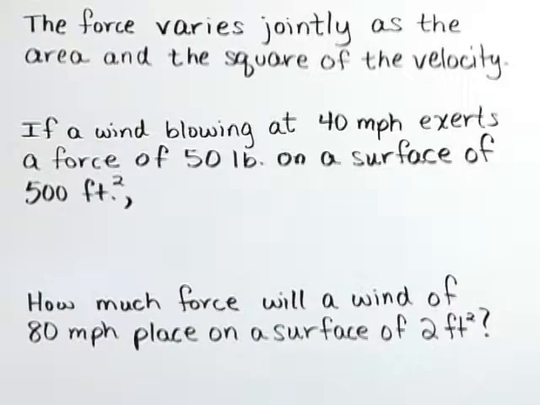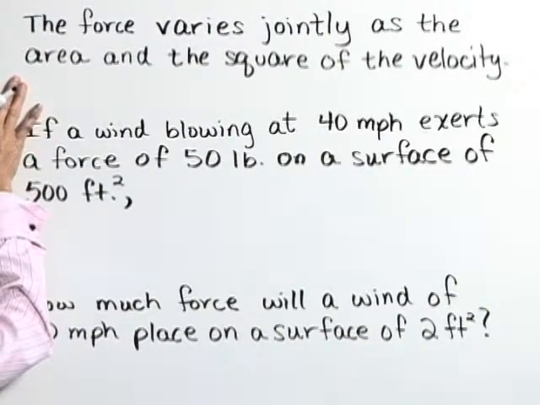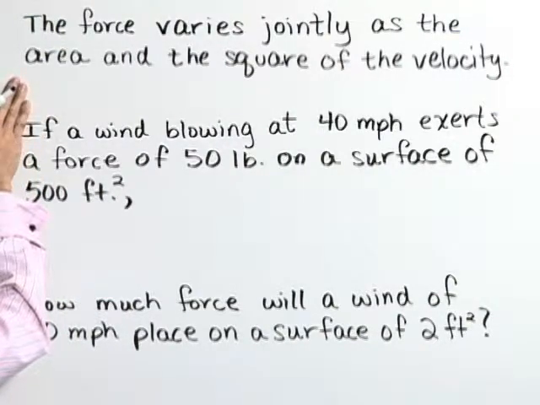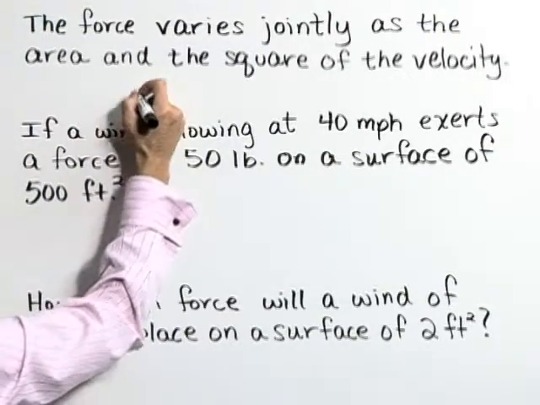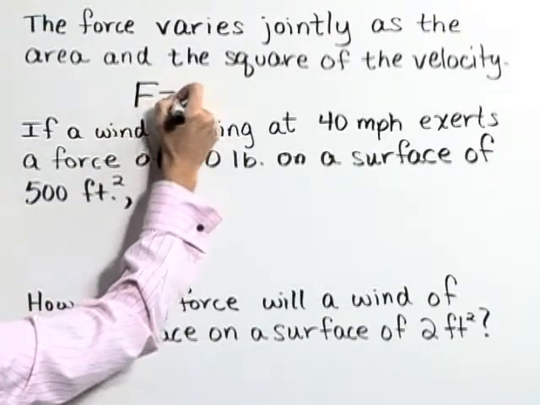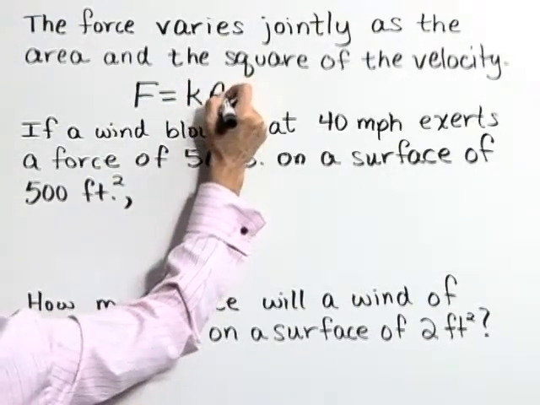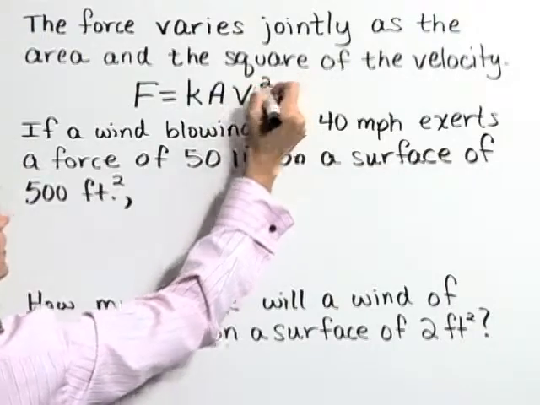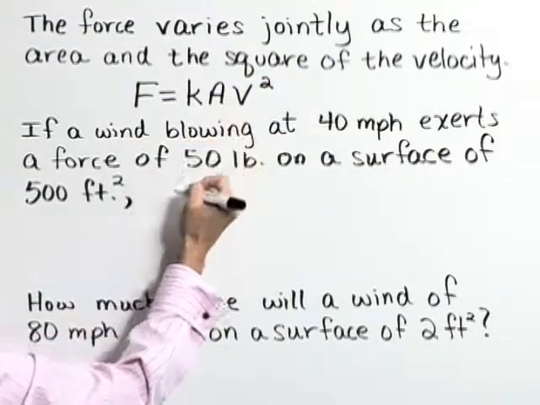We're given a relationship between our variables in that the force varies jointly as the area and the square of the velocity. I'm going to let F represent the force. So F is equal to some constant K times the area times velocity squared. Force varies jointly as the area and the square of the velocity.